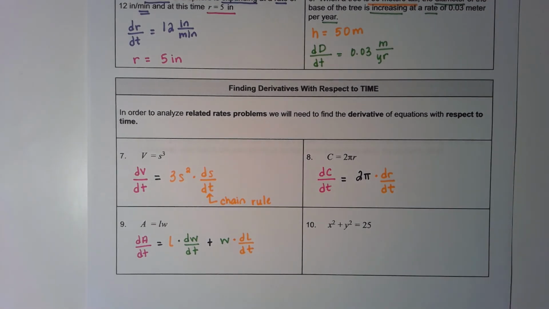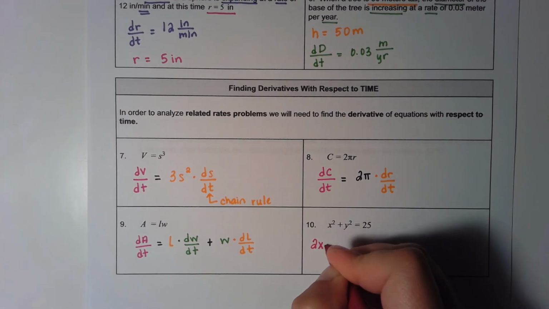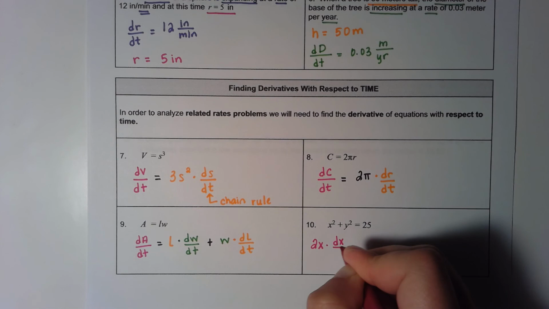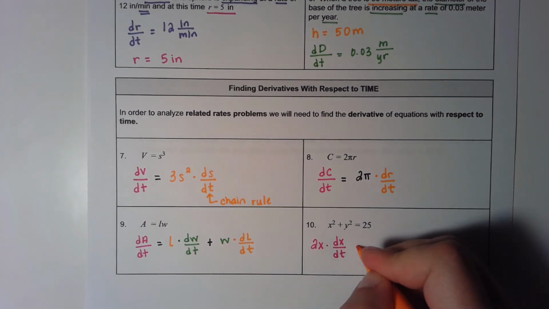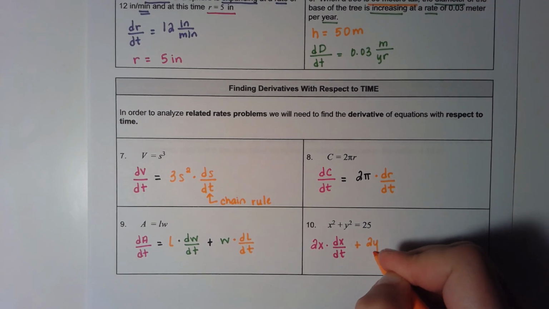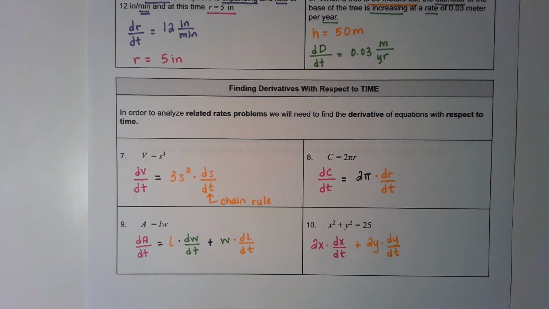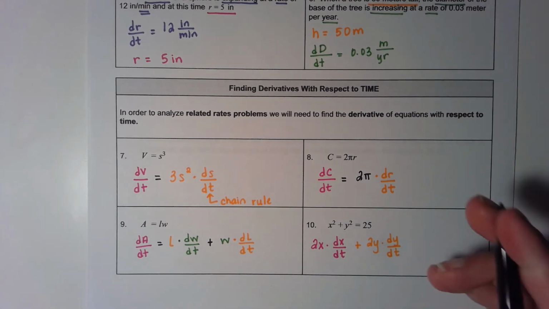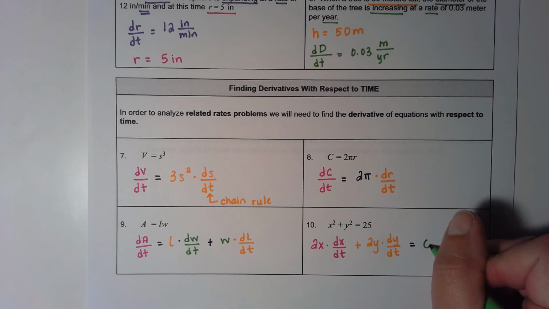Last but not least, in a problem like number 10, the derivative of x squared would be 2x times dx over dt, the chain rule, or the derivative of x, plus the derivative of y squared would be 2y times dy over dt, because y is also changing. It gets its own rate of change, its own derivative, equals, and the derivative of 25 is just 0. So the derivative of 25 would just be a 0 here.